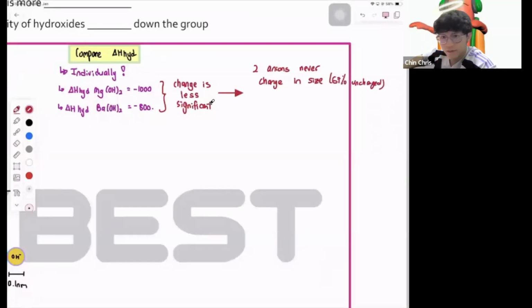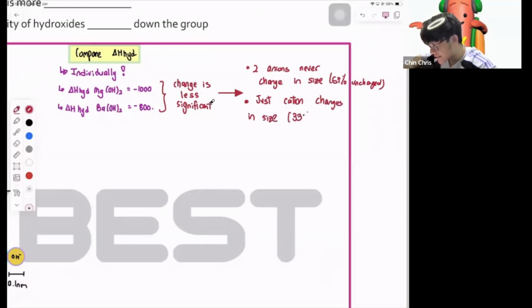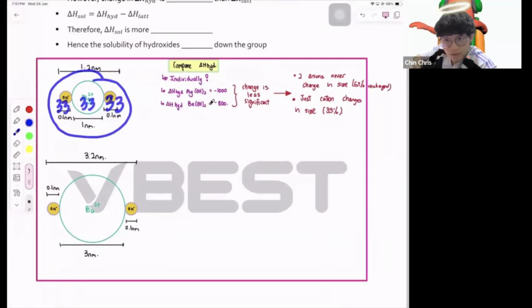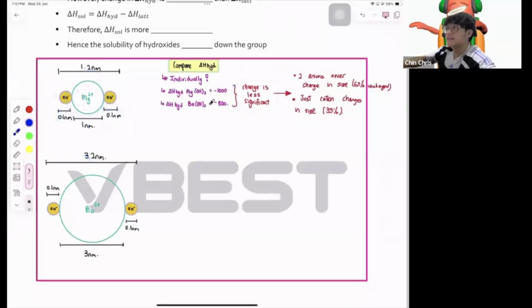If you were to split it, just the cation changes in size. About 33% changes size. If you look at it as 100%, this is 33, 33, 33. No change, no change, only 33% changes. So which is why the change is less significant. Understand, guys? Clear.